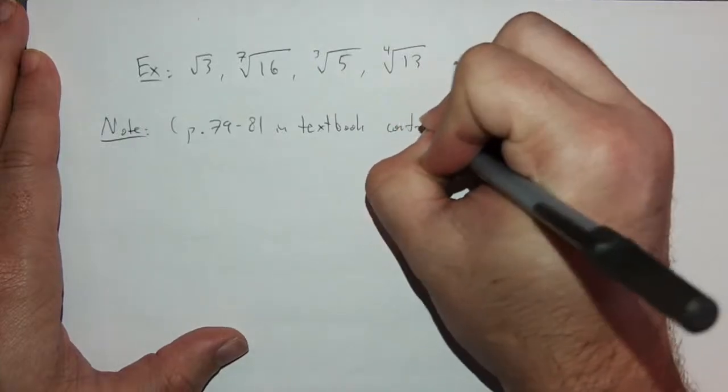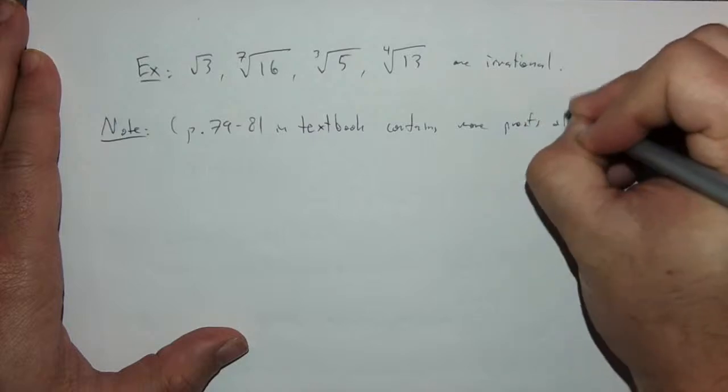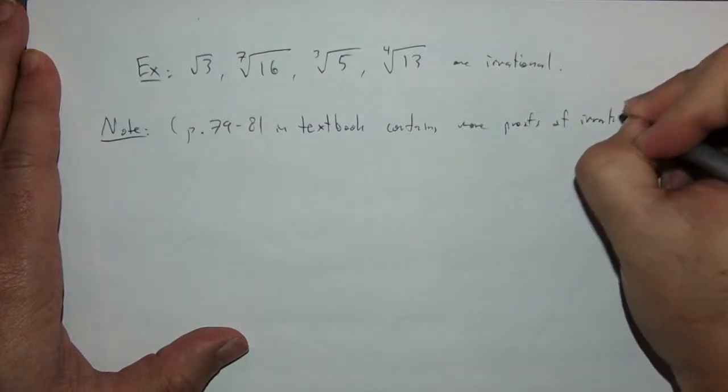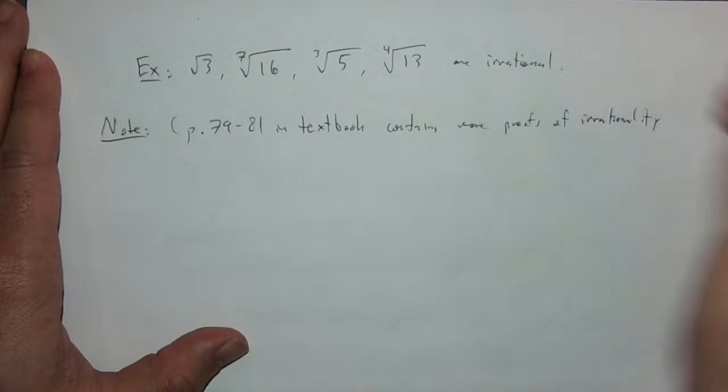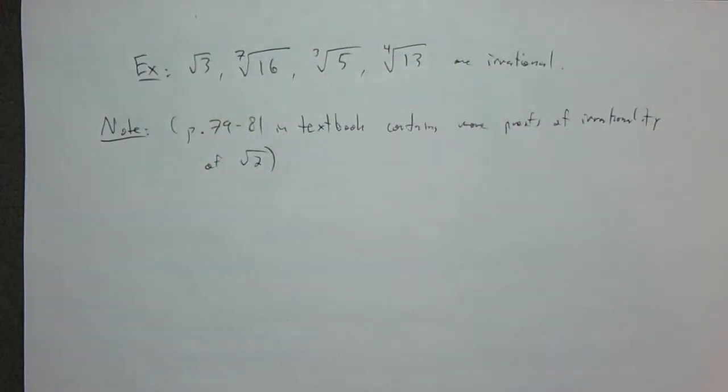contain more proofs of irrationality of square root of 2. So proving something in multiple ways can help get some insight into why something is true. And sometimes it's just fun to try to prove some fact.